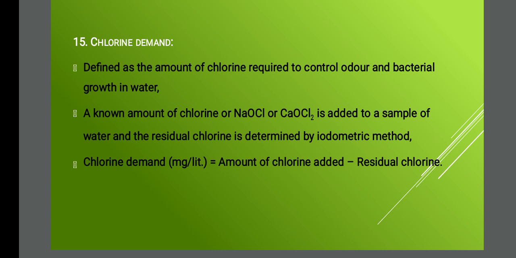நம்ம எவ்வளவு குளோரினோ, ஹைப்போக்ளோரஸ் ஆசிடோ அல்லது சோடியம் ஹைப்போக்ளோரைட்டோ ஆட் பண்ணியிருக்கோம், மைனஸ் அயோடோமெட்ரிக் மெத்தடில் ரெசிடுவல் குளோரின் எவ்வளோ இருக்குன்னு கண்டுபிடிச்சிடலாம். அதை மைனஸ் பண்ணிட்டீங்கன்னா ஆக்சுவலா எவ்வளவு குளோரின் தேவைங்கிறதை கண்டுபிடிச்சிடலாம். ஸோ திஸ் இஸ் செட் டு பி chlorine demand.